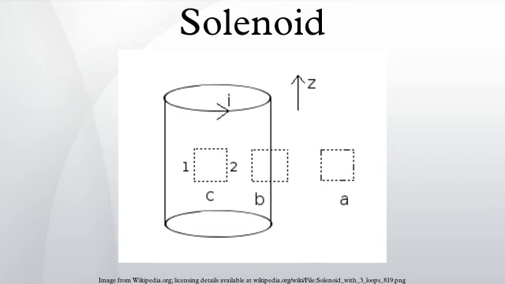Where μ0 is the magnetic constant, N the number of turns, and I the current. From this we get B = μ0NI/L. This equation is valid for a solenoid in free space, which means the permeability of the magnetic path is the same as the permeability of free space, μ0.